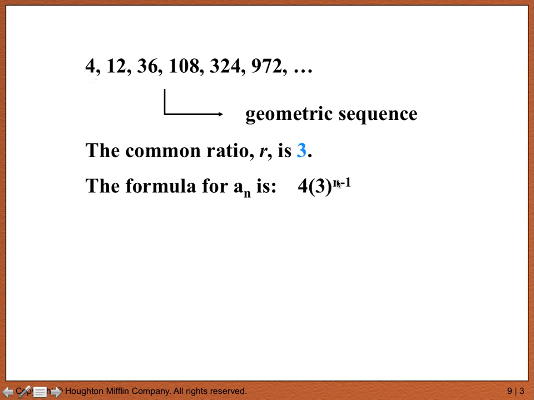So for n equals 1, the very first term, 1 minus 1 is 0, 3 to the 0 is 1, and 4 times 1 is 4, and therefore I have 4. How about term 2? For term 2, which is 12, n equals 2. Putting in n equals 2, I get 2 minus 1, that's 1. 3 to the 1 power is 3. 4 times 3 is 12, and I have 12. How about for 36? This is the third term, so n equals 3. 3 minus 1 is 2. 3 squared is 9, and 4 times 9 is 36, and I have 36.